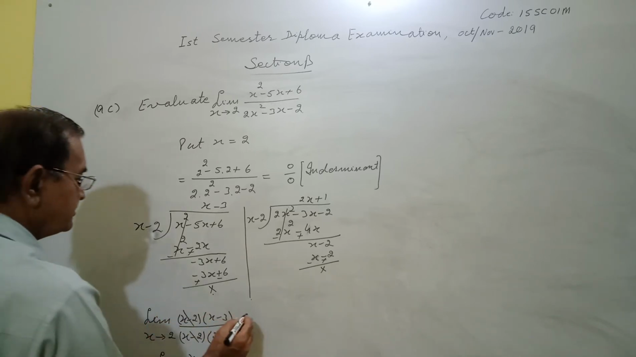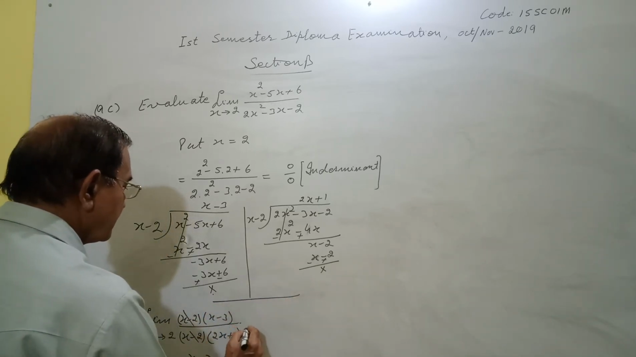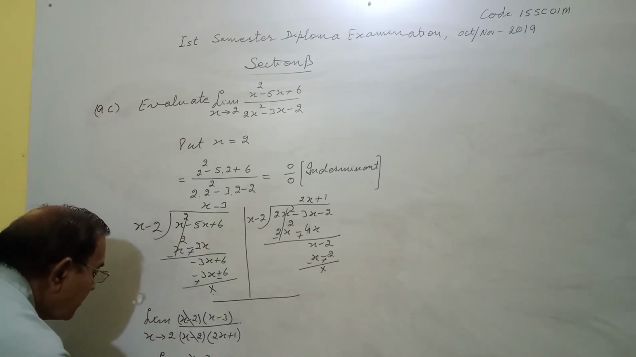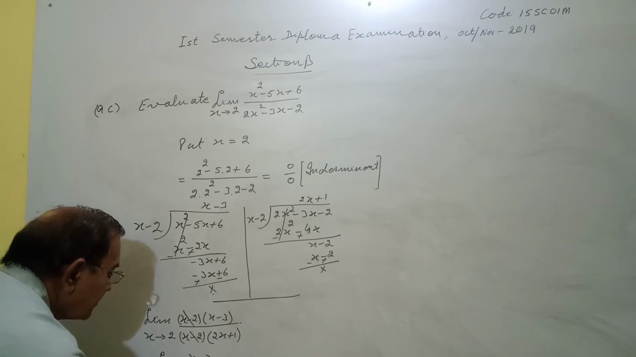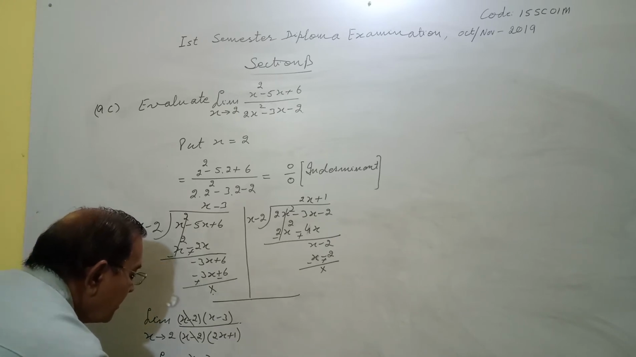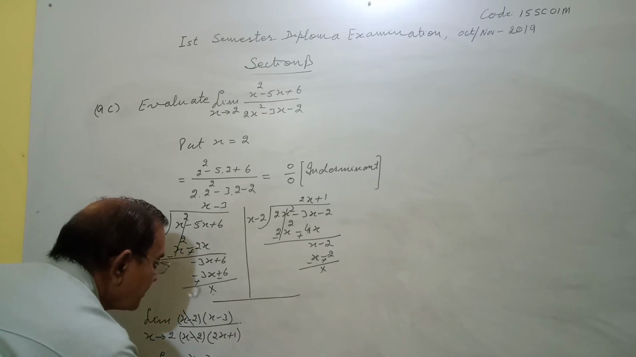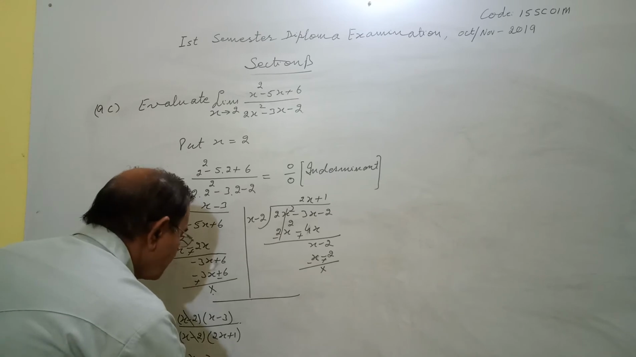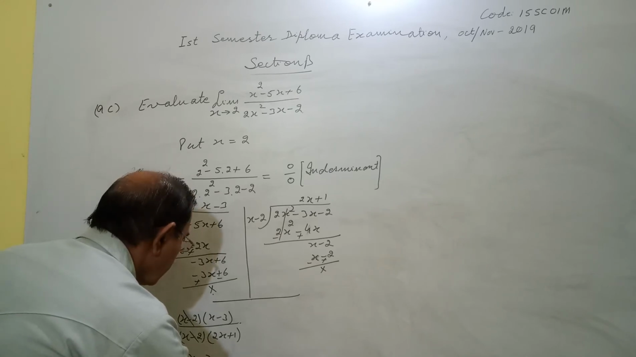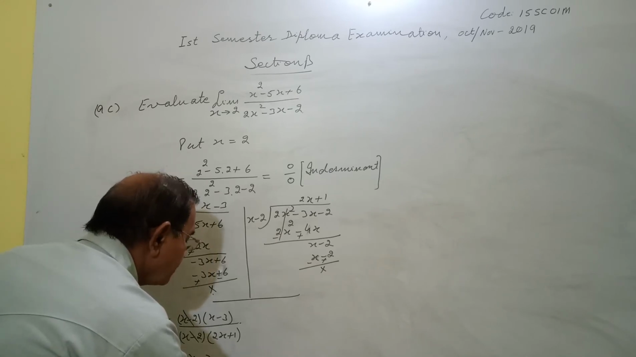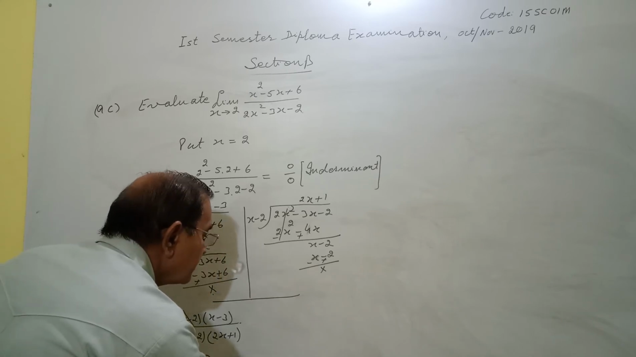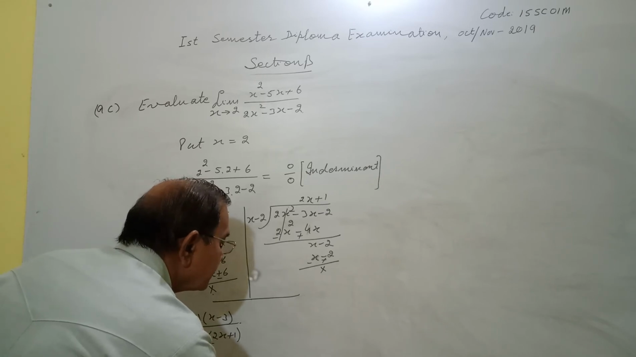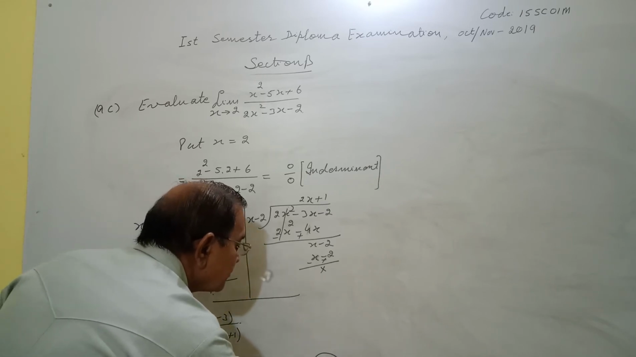Now use the limit. No need to write now x approaches 2. For x put 2. So which will come out to be minus 1 by 5. So which is our required answer.